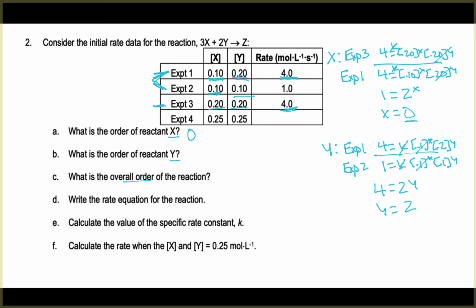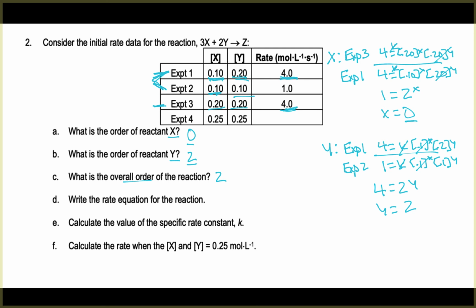Again, we can look and see that y was doubled and the rate increased by a factor of 4. So we know by definition that means that the order is 2. So then the overall order, I would add those up. So the overall order of this reaction is 2.